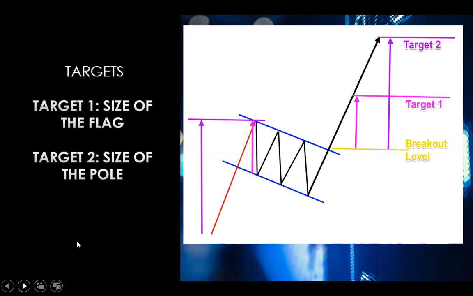What I usually do is I twin trade, where I'll take some profit here and let the rest ride until I get to target 2, moving my stop loss up to the break even level.